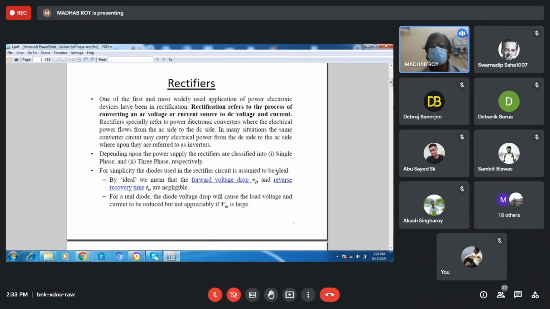But practically, what is the ideal? Ideal means that the instant the voltage is applied, the diode must act instantaneously. But that does not really happen. There should be some time difference between the application of the forward voltage and the current flow. But in the ideal case, it is not there.